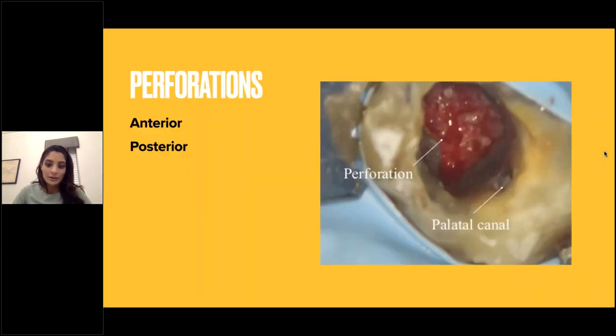So moving on to the next topic, which is perforations. This photo was taken from probably one of the worst perforations I've seen. You can see here, this area down here is a perforation. It's pretty much the whole floor of the pulp. And you can see here, this is the palatal canal where the pulp actually lies.